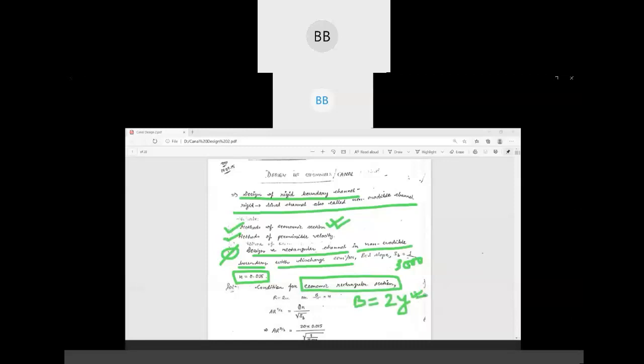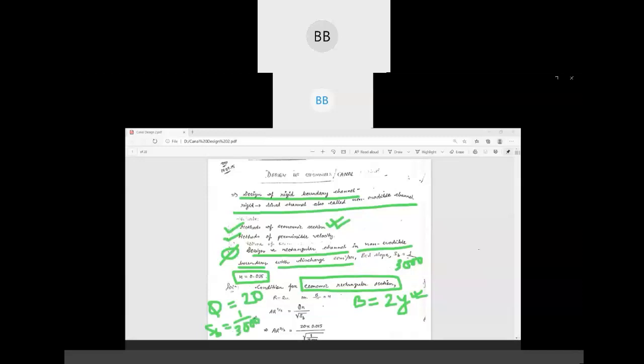I think it's in third or fourth semester. So we are going to use this expression to solve this numerical. Here what is given: non-erodible boundary channel is given, discharge is already given, that is 20 meter cube per second, bed slope is also given, that is 1 by 3000.